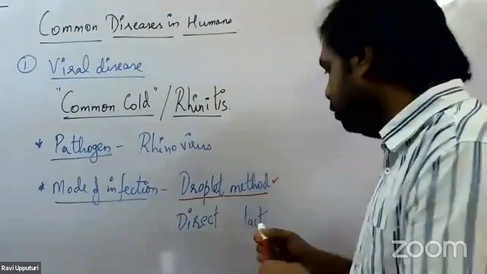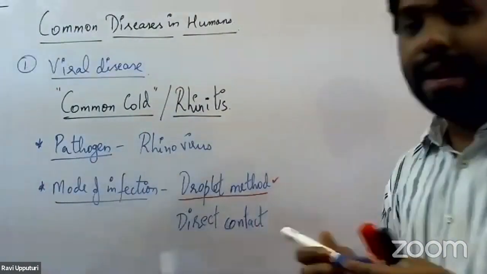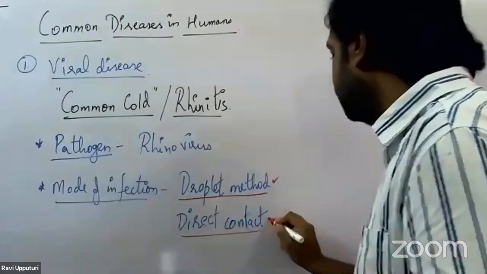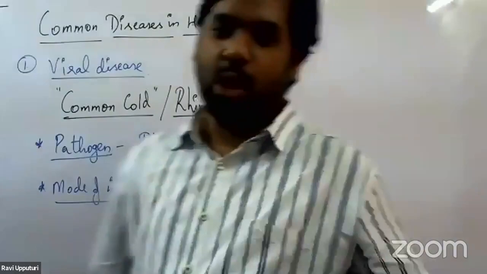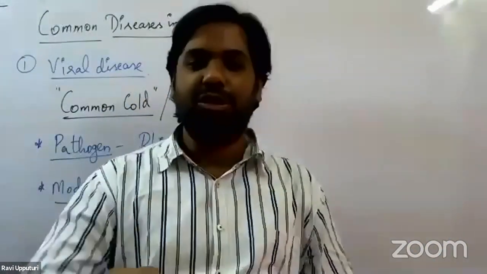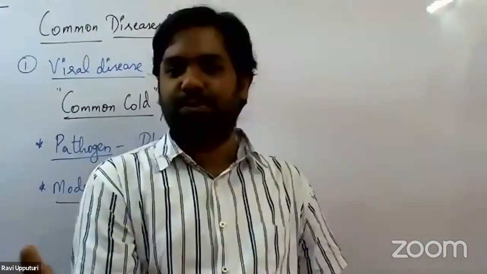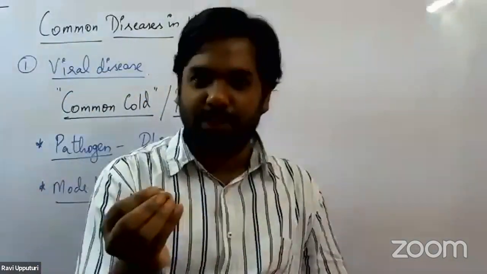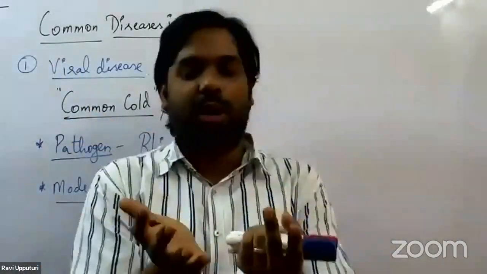The second condition here is direct contact. The second way this virus is transmitted from person to person is through direct contact. What do we mean by direct contact? It's obviously clear from the name itself. Whenever we touch certain objects which are touched by the infected person, or we can put it this way also, whenever we touch certain objects which have viral particles.